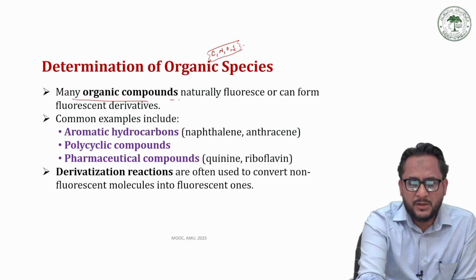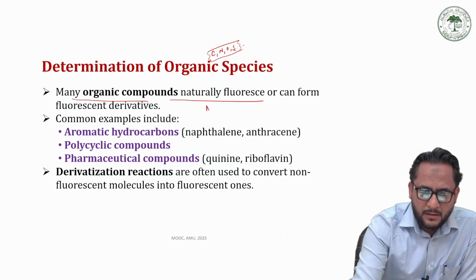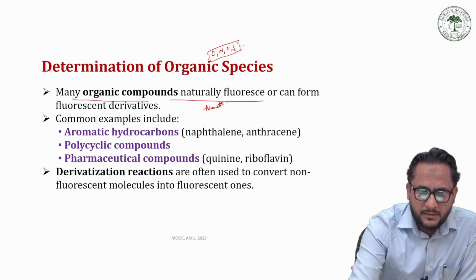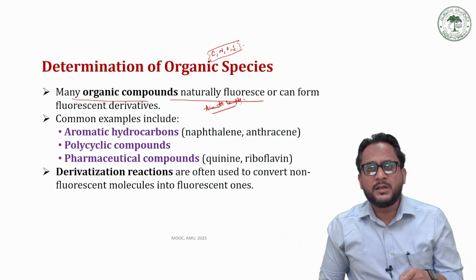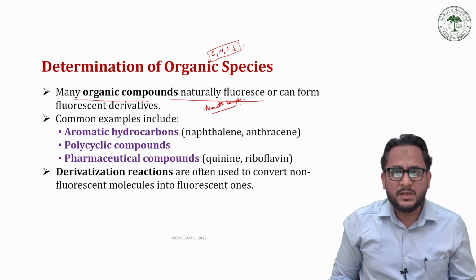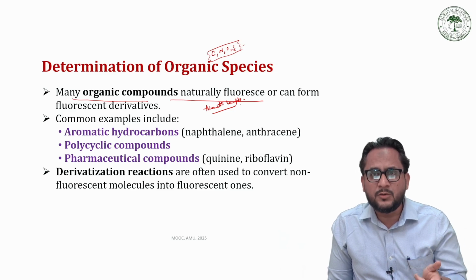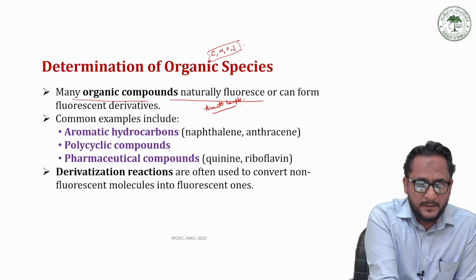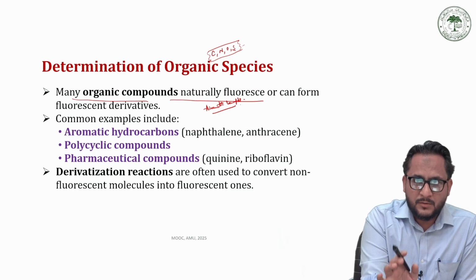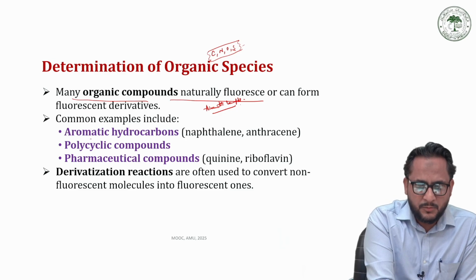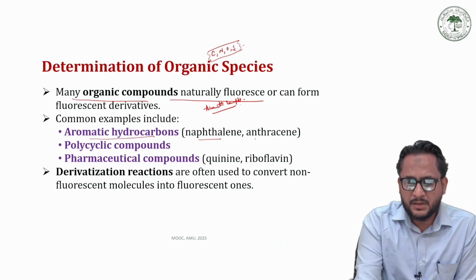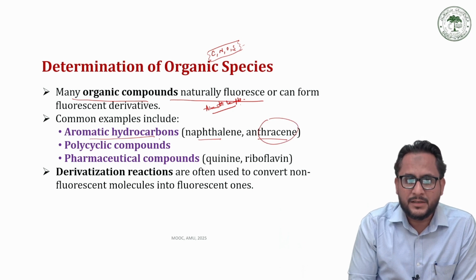Many of the organic molecules, especially the aromatic compounds, are fluorescent. So we can identify these aromatic compounds directly. And those organic molecules which do not fluoresce, even biological molecules like proteins, biomolecules, we can go for a derivatization method. But for organic molecules, especially the aromatics like naphthalene, anthracene, they are fluorescent, we can easily identify them.